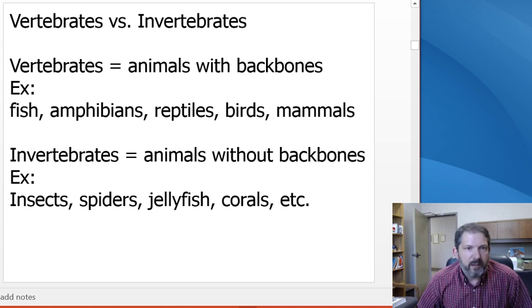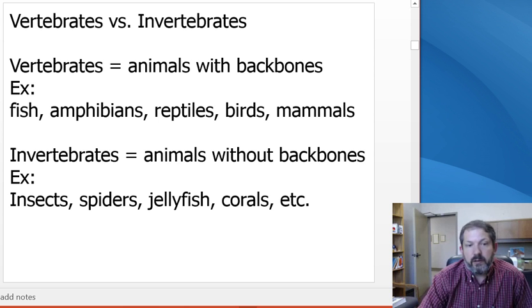So, moving on. Vertebrates, animals with backbones. And we've gone over that. Fish, amphibians, reptiles, birds, mammals. Invertebrates, they don't have backbones. Insects, spiders, jellyfish, corals. Those are not all one phylum, by the way. Jellyfish is a phylum, and insects and spiders are in a different phylum.